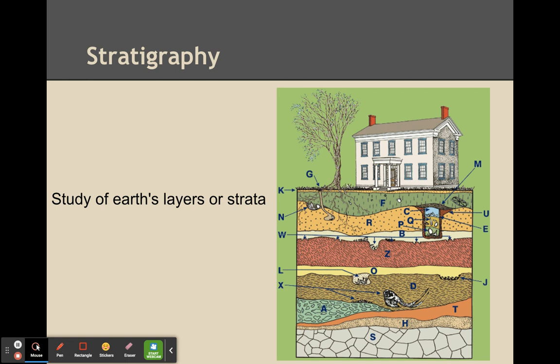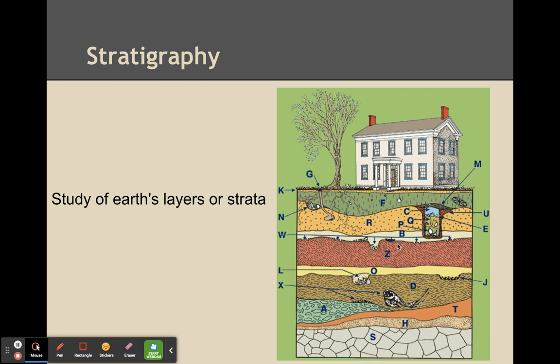Earth's layers or strata. Here's a simple little picture showing that the Earth is not composed of all one thing. It's composed of layers that are different depending on what was going on on the Earth at the time that that layer was there. And over time, we have layers that build up upon those old layers, and we end up with these things called strata.